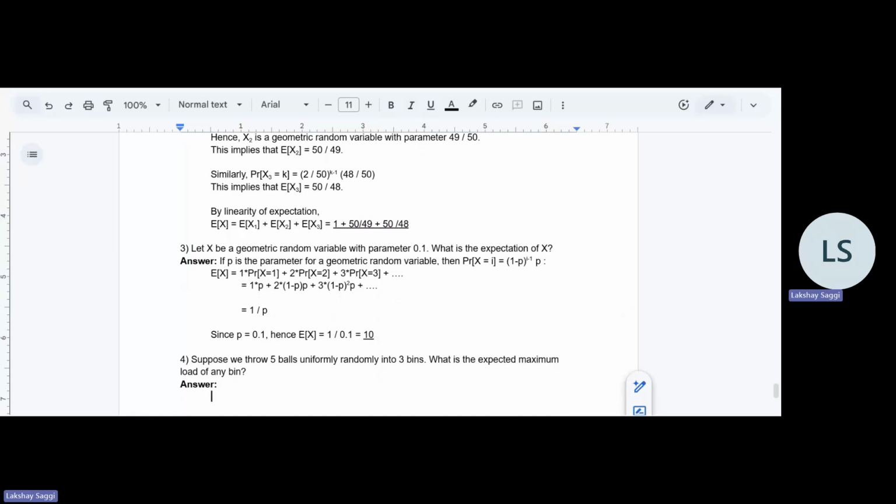The problem says that suppose we have five balls, and now we are not distributing them into five bins, but let's say just three bins uniformly randomly. So we have these five balls and we throw them uniformly randomly into three bins. Then what is the expected maximum load of any bin? So we are given these five balls, which we are throwing uniformly randomly into these three bins, and we need to find the expected maximum load of any bin. This is what we need to find.